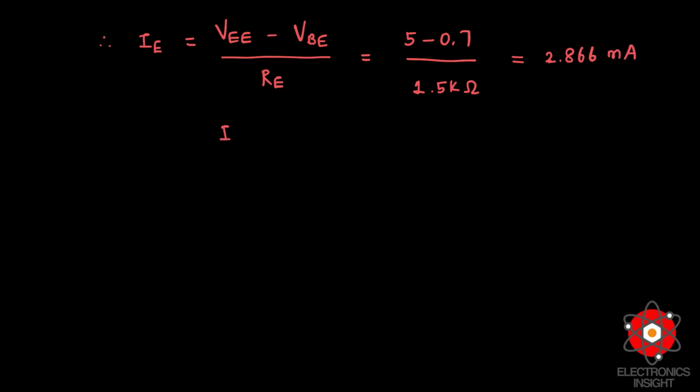And we know that IC is almost equivalent to IE, because most of the emitter current will reach the collector side only because of the lightly doped base region. There is going to be only about 5% of the current that is going to be constituted by the base, and in a common base configuration, most of the emitter current is equal to the collector current. So therefore we can just equate IC is equivalent to IE.